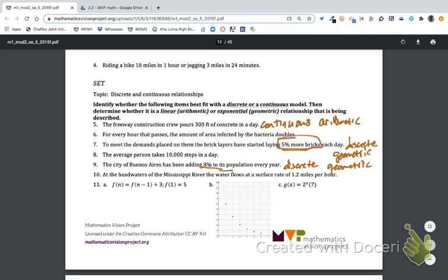For number 11A, this is more of our traditional problem, where we have a beginning point and how it moves. So here, in a recursive setup, we are talking about a discrete model, because we're talking about individual steps, and this would be considered arithmetic because we are adding 3.